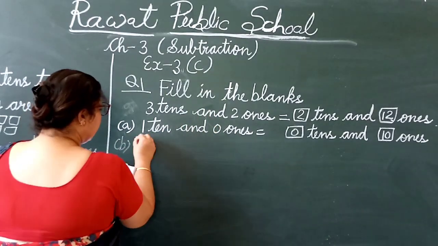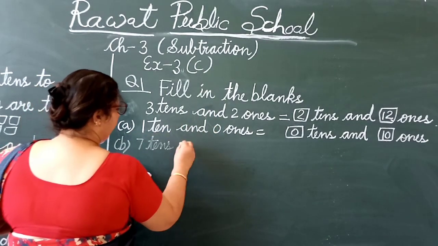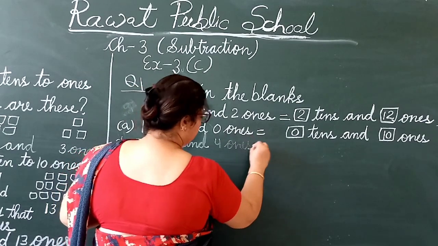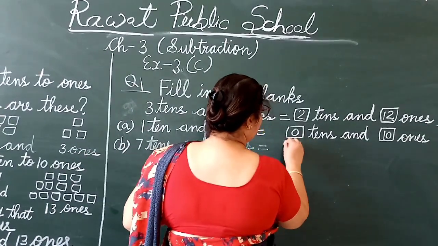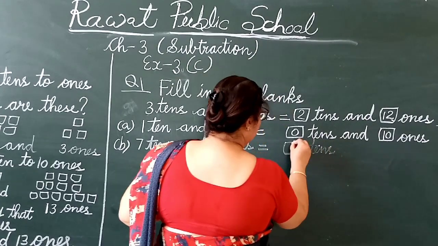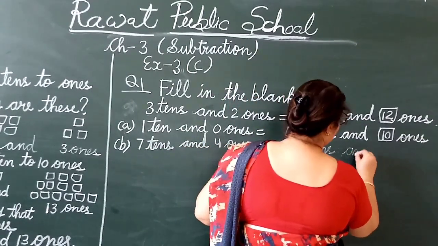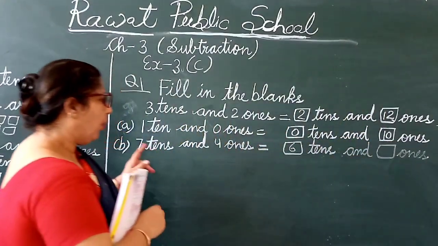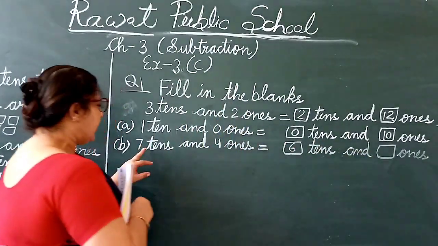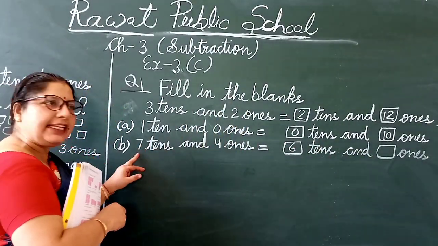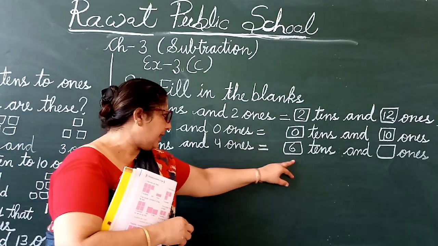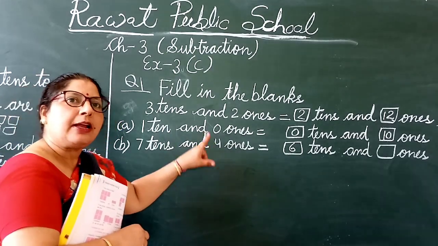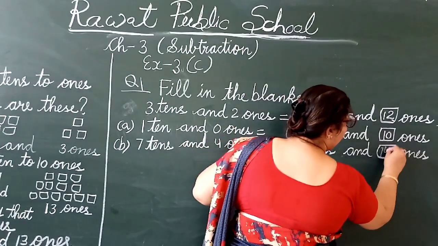Now sum number B. 7 tens and 4 ones is equal to 6 tens and dash in the place of ones. So 7 tens and 4 ones. So 7 tens minus 1 ten is equal to 6 tens. So 1 ten is equal to 10 ones. So here it is 4 ones. So 10 ones plus 4 ones is equal to 14 ones. Answer.